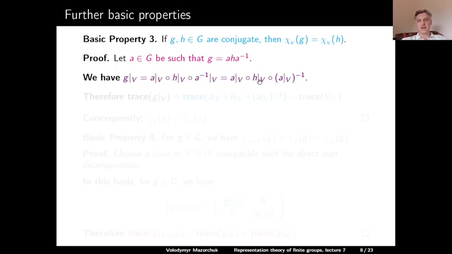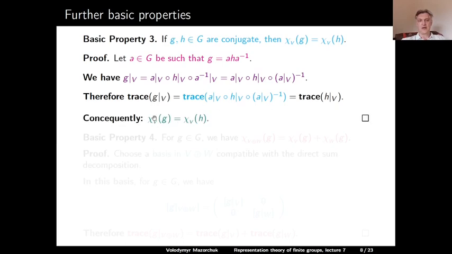Due to the action axiom, the action of a inverse on V is equal to the action of a on V, and then taken inverse. Therefore, the trace of the action of g on V is equal to the trace of this composition, and due to the properties of the trace, this is equal to the trace of the action of h on V. And hence, the value of the character of V on g is equal to the value of the character of V on h. Basic property 4.